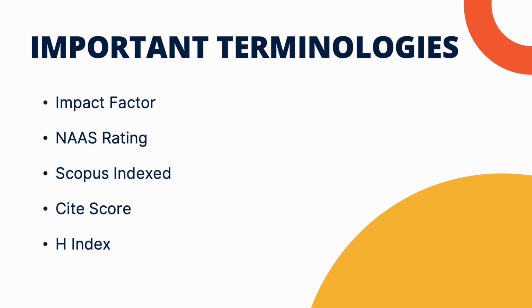So understanding these metrics helps researchers and academics choose where to publish their work and also assess the impact of their research within their field of study. Each metric provides different insight into the quality, influence and visibility of the journals and researchers in the academic community.